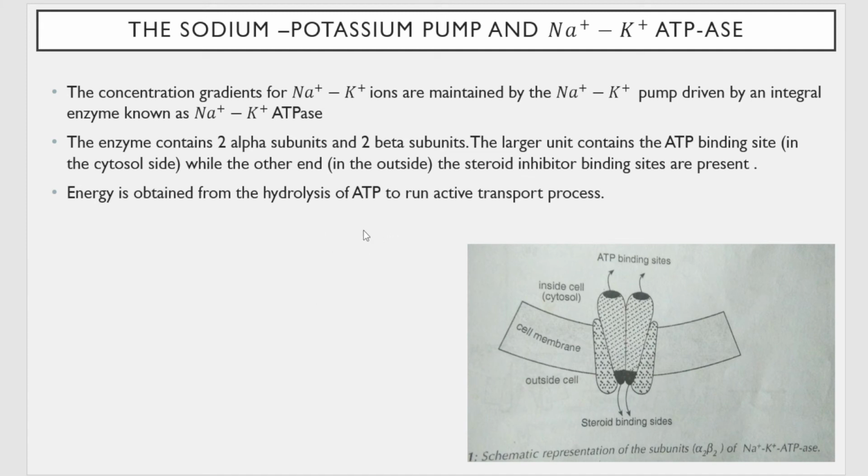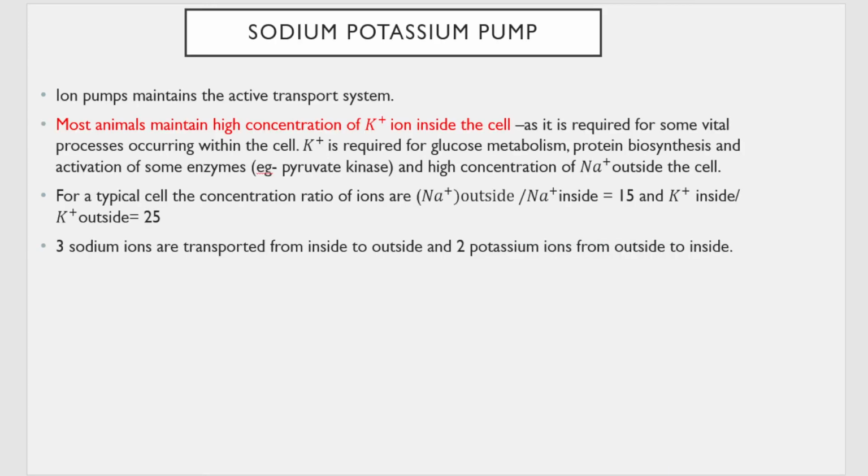And you know that since it is active transport, it definitely needs energy because it is working against the potential gradient. So this energy is obtained from the hydrolysis of ATP for the pump to work. Now let us study what actually happens in the sodium potassium pump. You know that it maintains active transport. And here in this pump, three sodium ions are transported from inside of the cell to outside, and two potassium ions are transported from outside to inside.